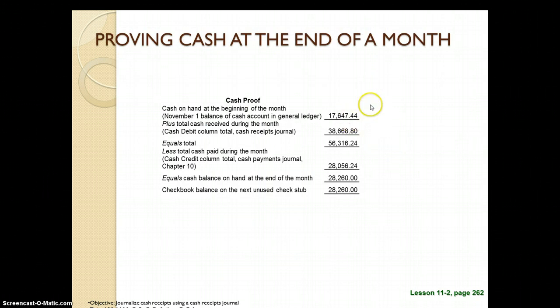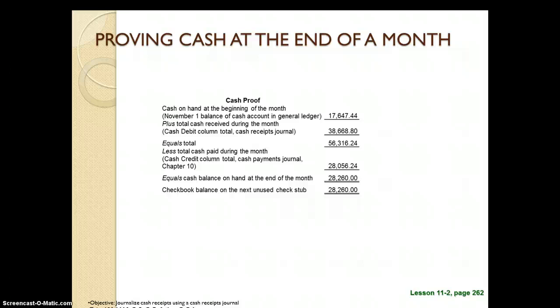Okay, so at the end of the month, we have to prove cash. Why are we proving cash? Because we want to prove that the amount of cash that we say we have is the same amount of cash that is in the checkbook. And if you remember, we also use those checkbook stubs when we reconcile a bank statement. So we want to make sure that everything matches and we have as much cash as we say we have.